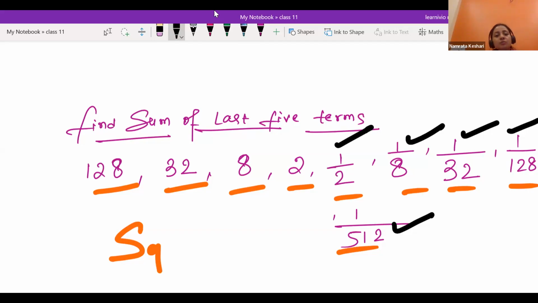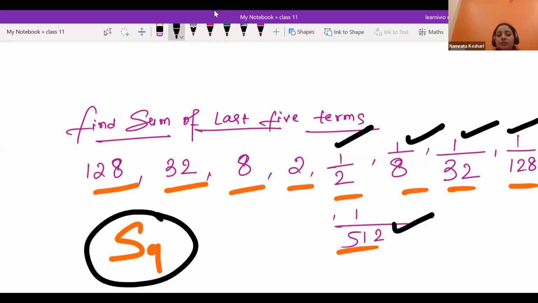Can you see that if from the sum of 9 terms we subtract the sum of first 4 terms, then we will have the sum of the last 5 terms? Are you getting it?